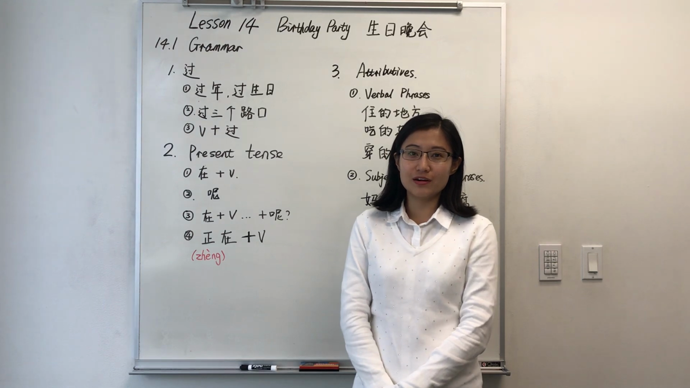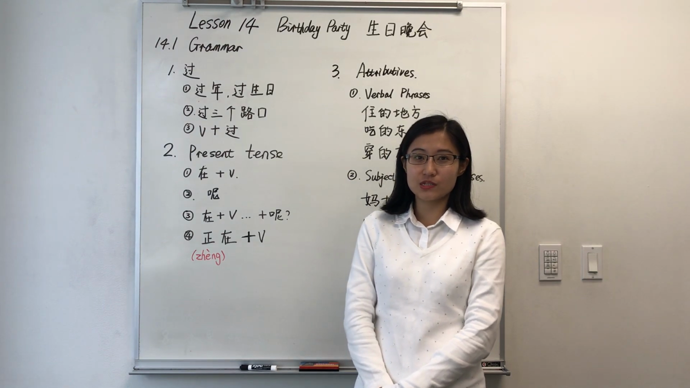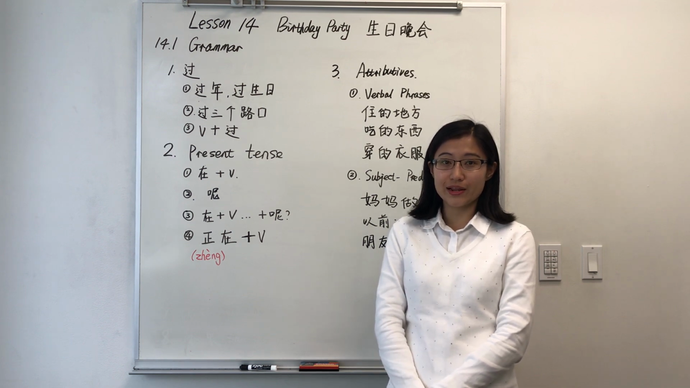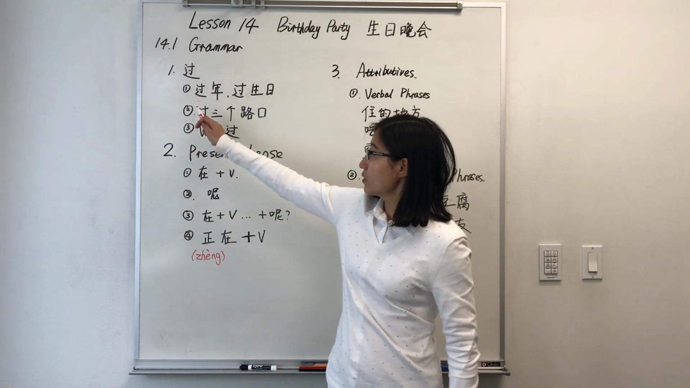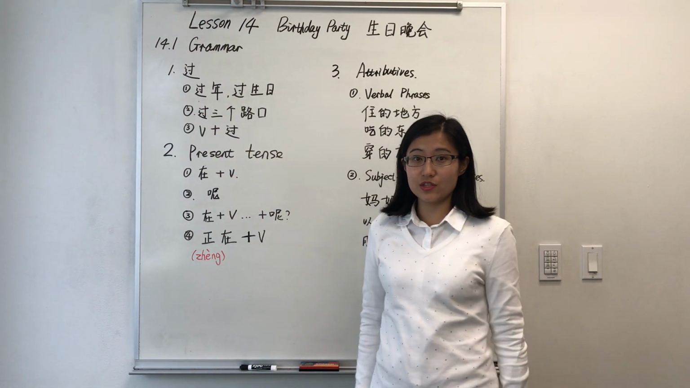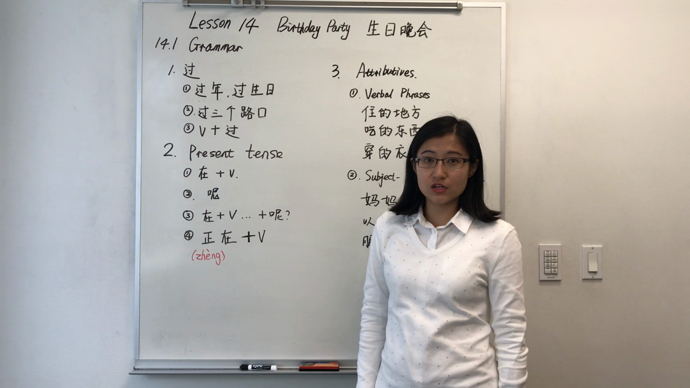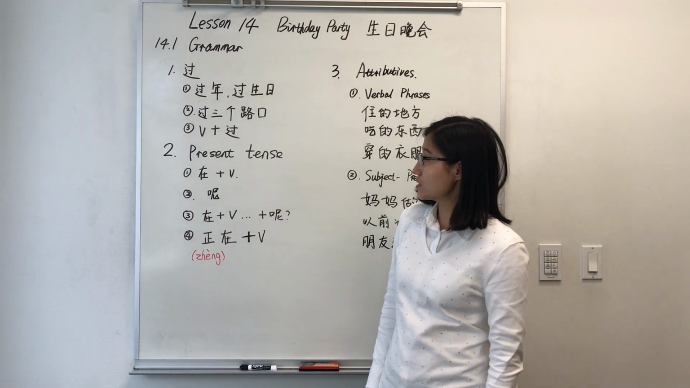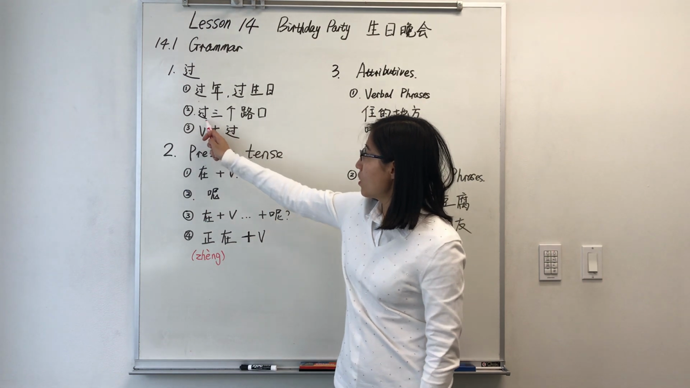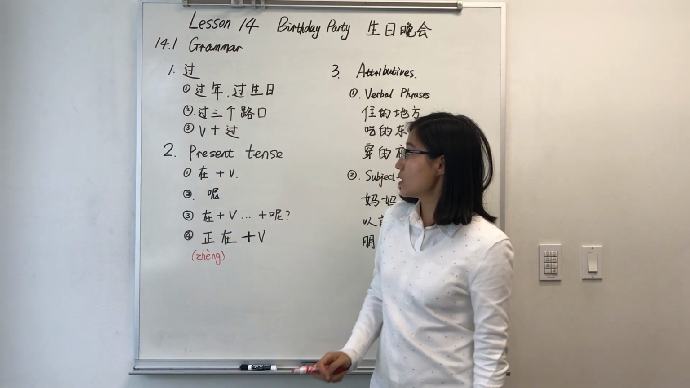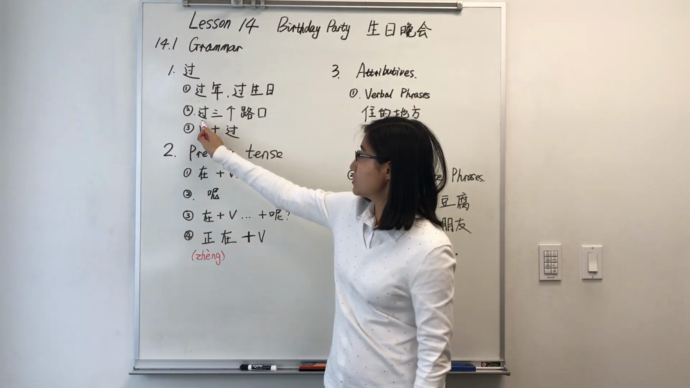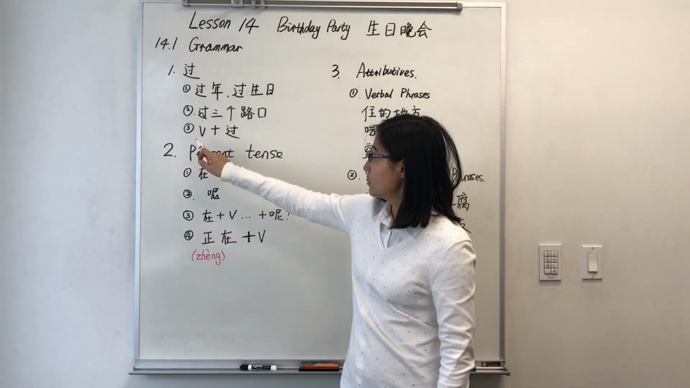Let's learn the grammar in lesson 14, first part. First one is 过. In this lesson, 过 means to celebrate. 过年 celebrates the new year. 过生日 means to celebrate the birthday. Next meaning is 过三个路口 means passing 3 intersections. Here, 过 means pass, to pass.